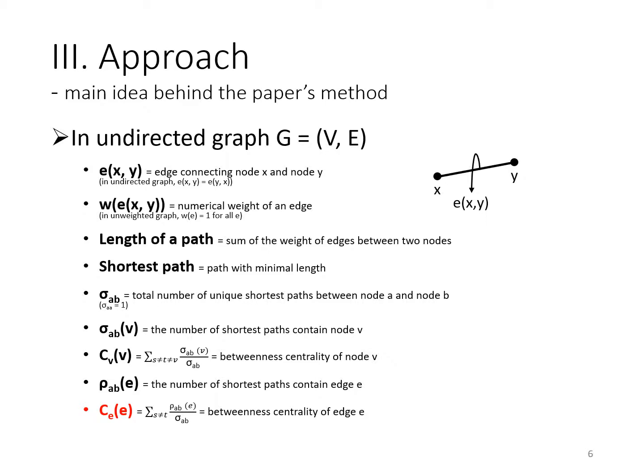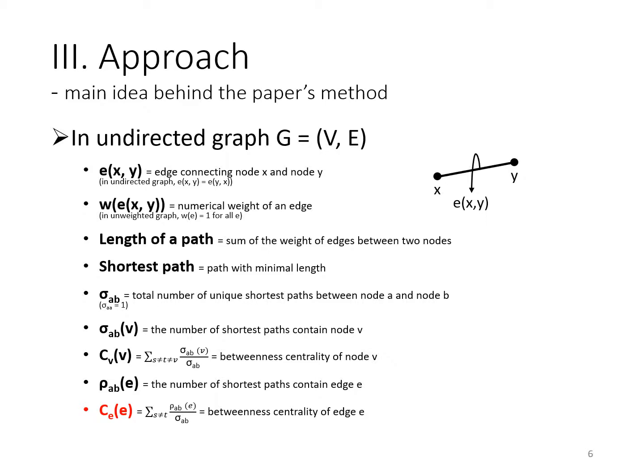Next, sigma AB denotes the total number of shortest paths between node A and node B. And sigma ABV denotes the number of shortest paths containing node V. Rho ABE denotes the number of shortest paths containing edge E. As a result, CV means betweenness centrality of node V, and CE means betweenness centrality of edge E.